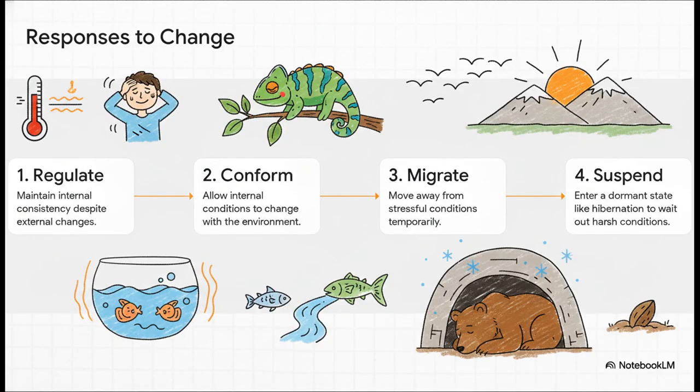So when the environment gets tough, organisms basically have four main playbooks. They can regulate their insides like we do. They can conform and just let their internal conditions fluctuate with the outside world. If things get really bad, they can migrate, just pack up and move somewhere better. Or they can just hit pause and suspend their activity, kind of like a bear hibernating all winter.